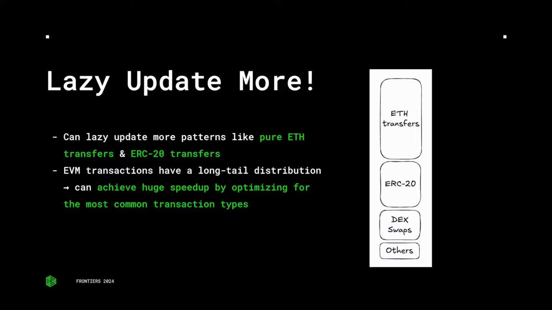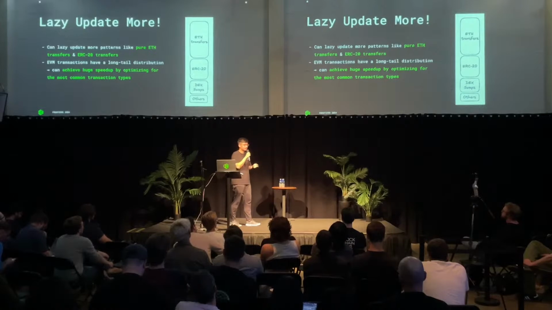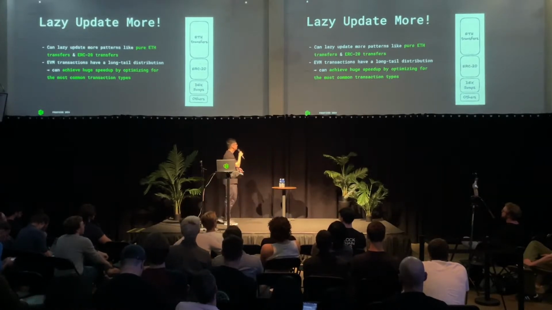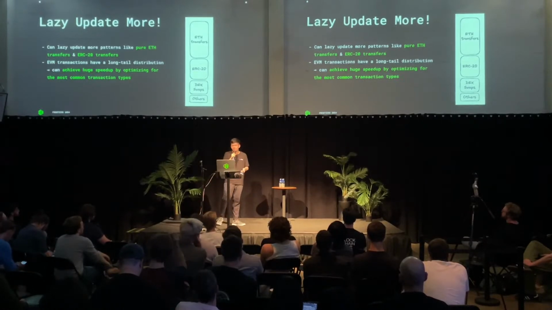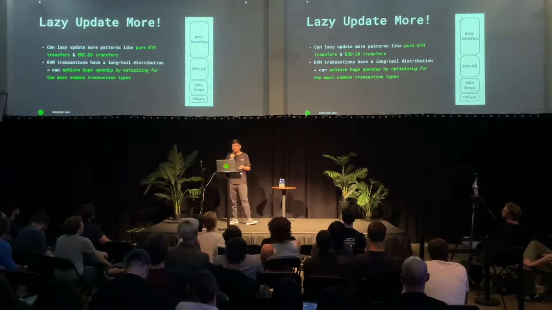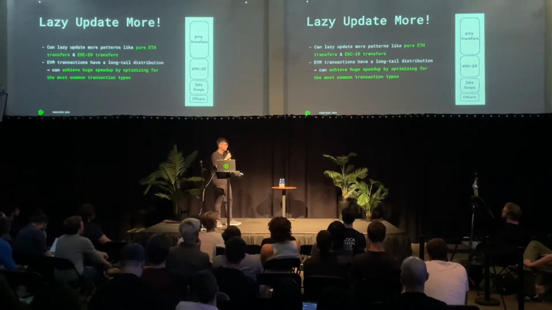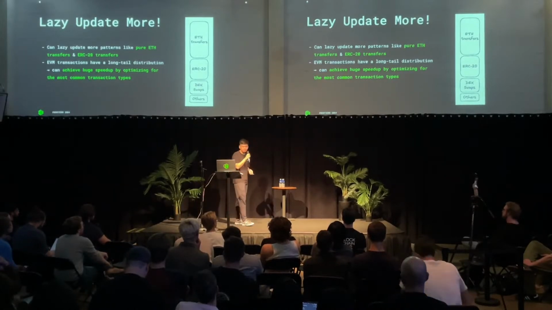And same for ERC20 transfers, which is basically just adding something to the recipient balance and subtracting something from the sender balance. It also turns out that EVM transactions have a long-tail distribution. Basically that means a few transaction patterns make up most transactions. So if we can detect the patterns and optimize for them with lazy evaluation, lazy updates, or any other techniques, we can gain a huge speedup.